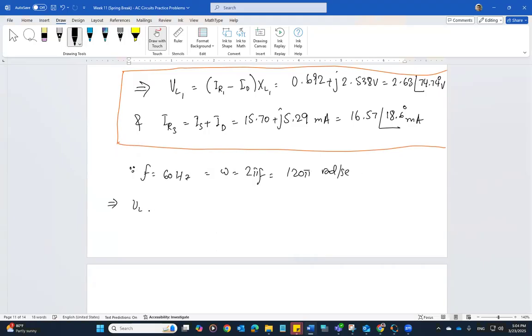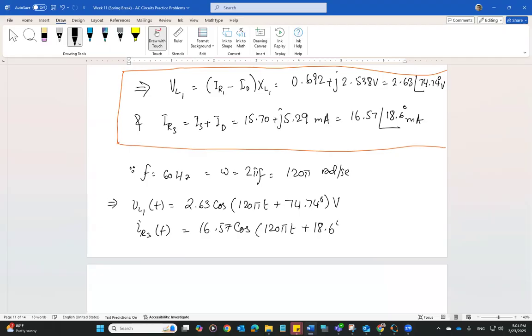So my VL1 in time domain is going to be 2.63 cosine of 120 pi t plus 74.74 degrees volt, and my IR3(t) will be equal to 16.57 cosine of 120 pi t plus 18.6 degrees. And these are the final results.